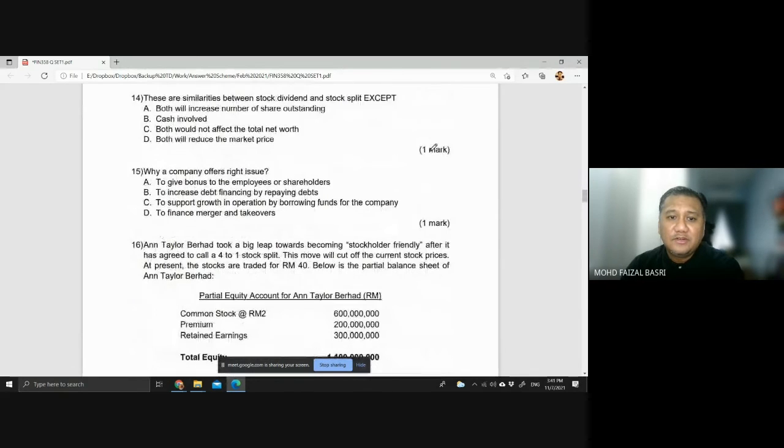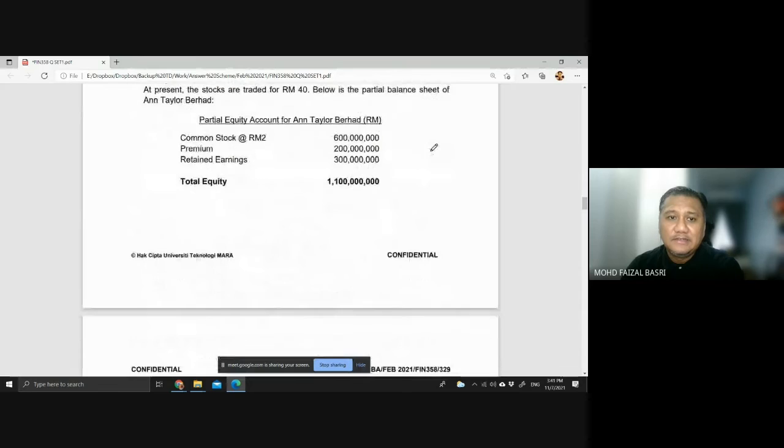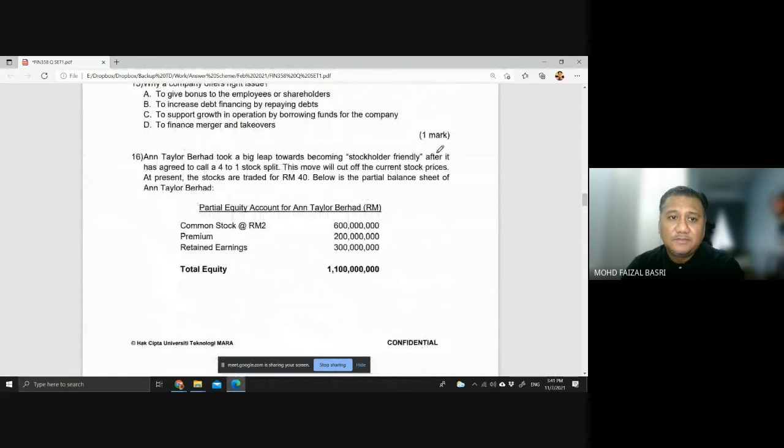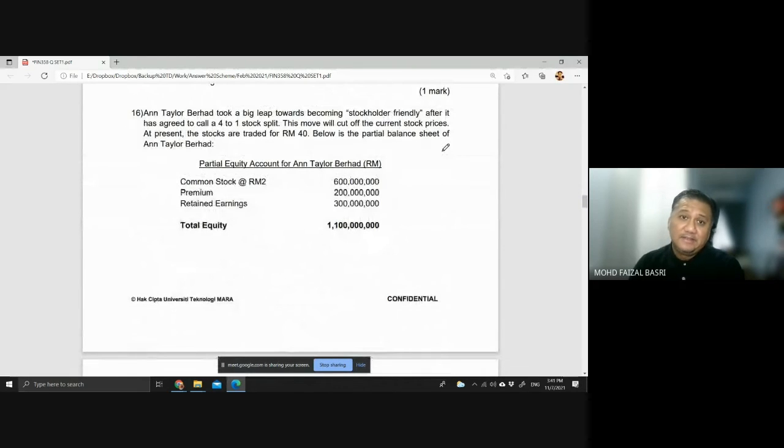Kita try tengok soalan-soalan yang calculation lagi lah. Ni stock split pula. So tadi preferred, lepas tu stock split dengan stock dividend. Stock rights, sorry. Now is stock split 4-1. Okay, so this is the market price, RM40. This is partial. So this is the par value.